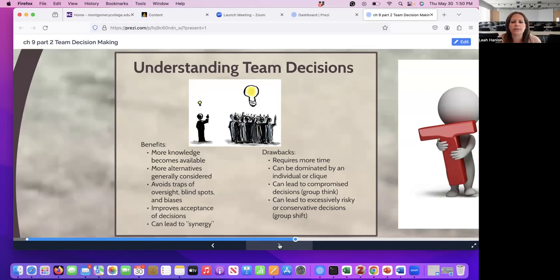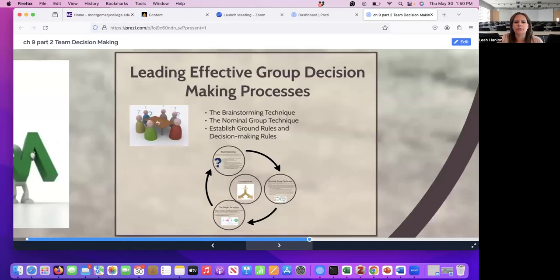Some drawbacks of team decisions are they require more time, they can be dominated by an individual or clique, and they can lead to compromise decisions such as groupthink that we just went over. They can also lead to excessively risky or conservative decisions. Group shift.